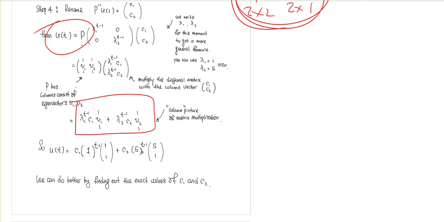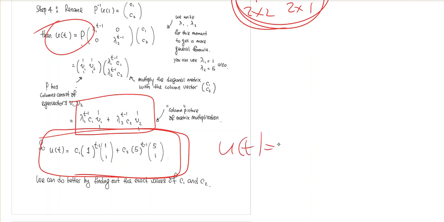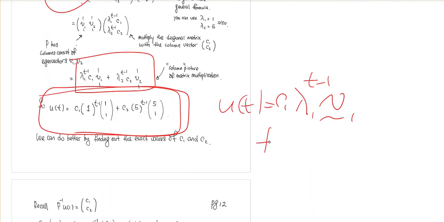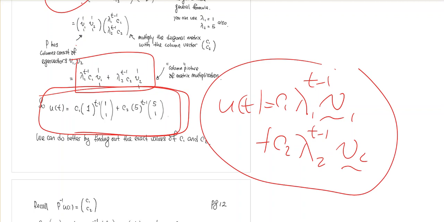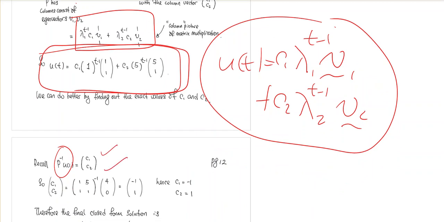So generally, you get this formula now. Your Ut is always in the form of a constant, an eigenvalue raised to the power of t minus 1, the corresponding eigenvector, and then another constant, the second eigenvalue, and then the corresponding eigenvector. So your general formula for this difference equation will be this. And as I said, P inverse U1 gives C1, C2. We know that because we know P, we can do P inverse, and we know U1. So it turns out C1, C2 is nothing but -1 and 1.